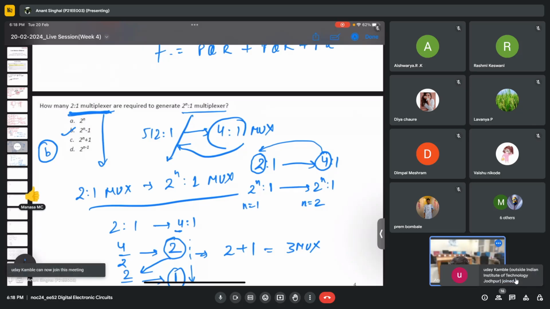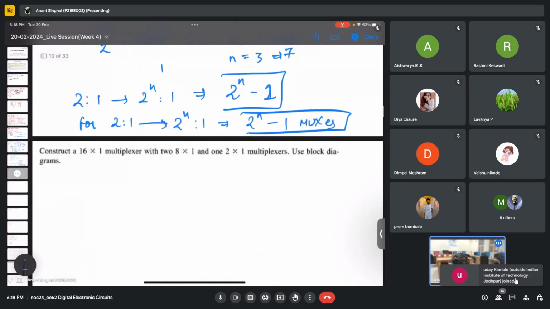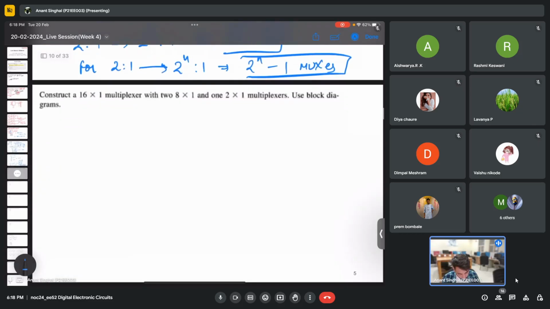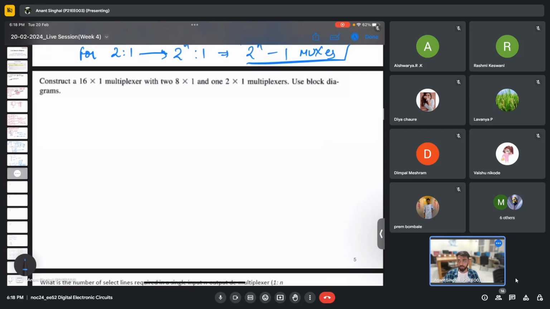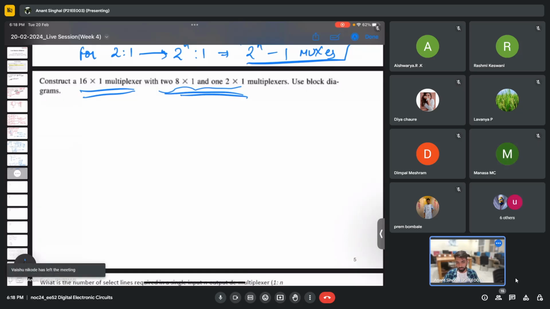Fine. If you understood this concept, let's try this question. Maybe you can take 2 minutes and quickly let me know the answer. This is very easy. You have been given certain 8 cross 1 and 2 cross 1 muxes, and you need to construct a 16 cross 1 mux out of them. Maybe you can try to draw and let me know how you are getting this answer. You can take 2 minutes and let me know if you have done it.